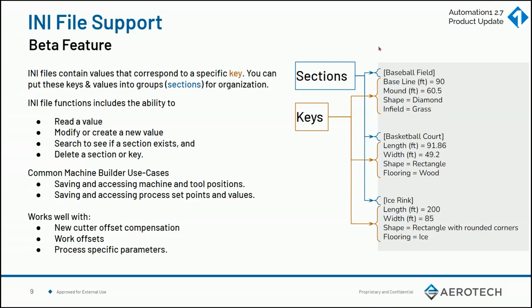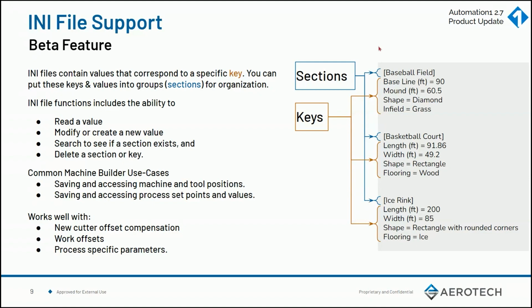So in this example I have to the right, we have 3 different playing surfaces, a baseball field, a basketball court, and an ice rink, with a series of descriptors underneath them. Those descriptors you would kind of refer to as keys in an INI file nomenclature. You can put these keys and their values into groups called sections for organization.